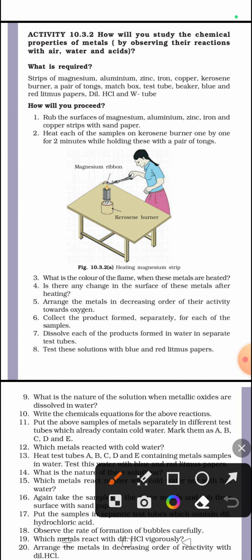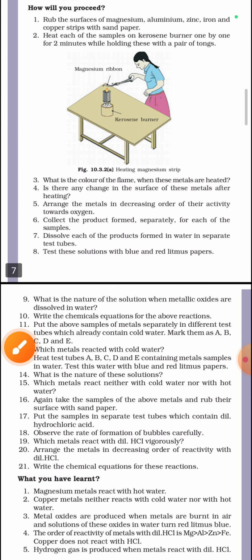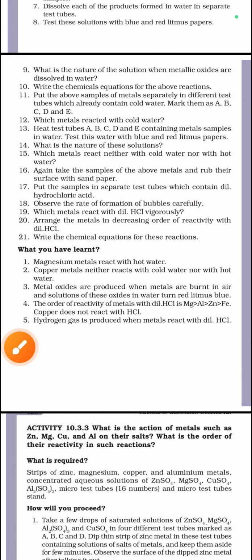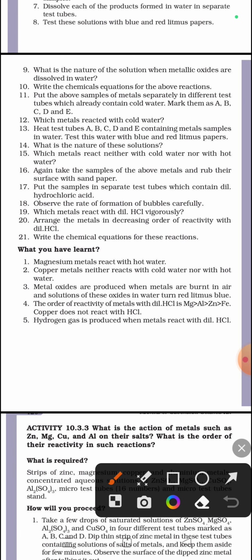Heat each of the samples on a kerosene burner one by one for 2 minutes while holding them with a pair of tongs. What is the color of the flame? When these metals are heated, is there any change in the surface of these metals after heating? Arrange the metals in decreasing order of their activity towards oxygen. Collect the product formed separately for each of the samples. By this procedure you perform this activity, and the reactivity of these metals is given here.